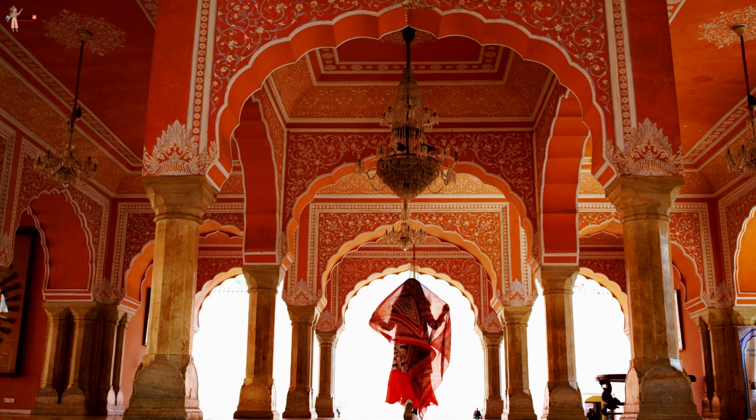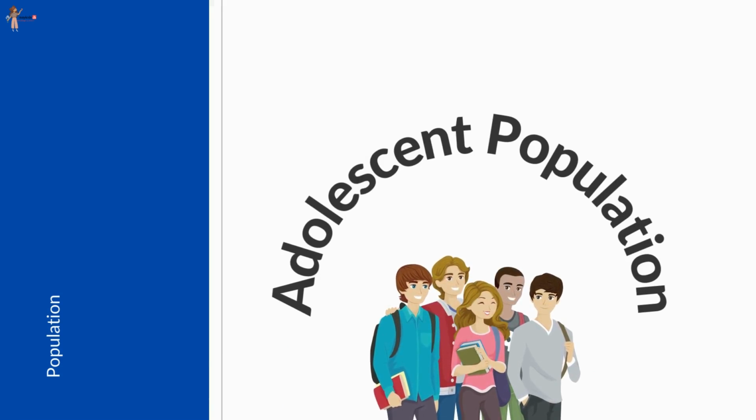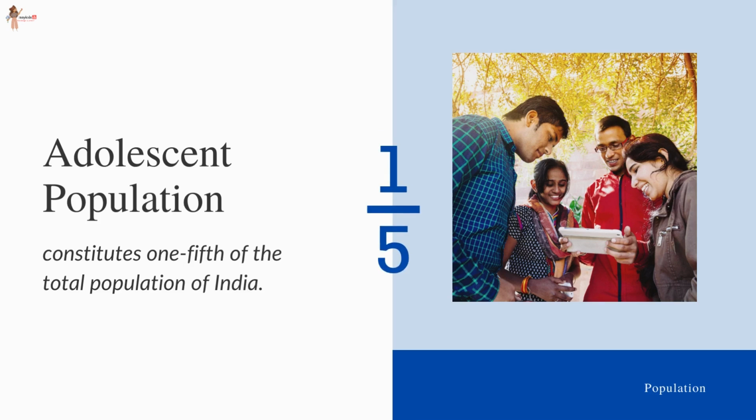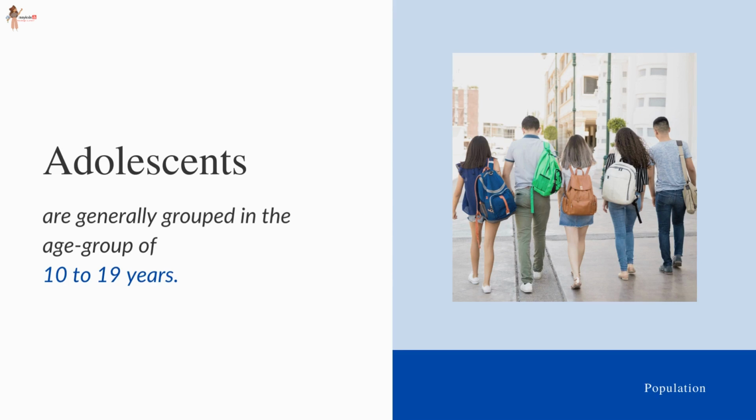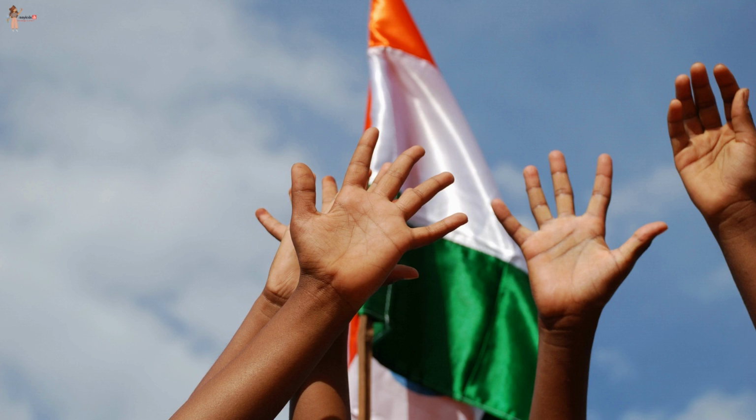The most significant feature of the Indian population is the size of its adolescent population. It constitutes one-fifth of the total population of India. Adolescents are generally grouped in the age group of 10 to 19 years. They are the most important resource for the future.